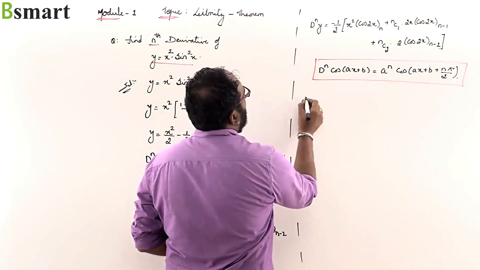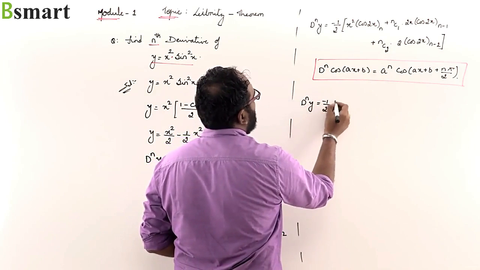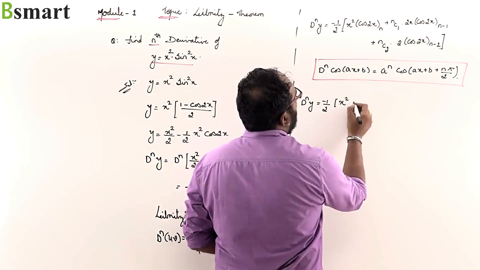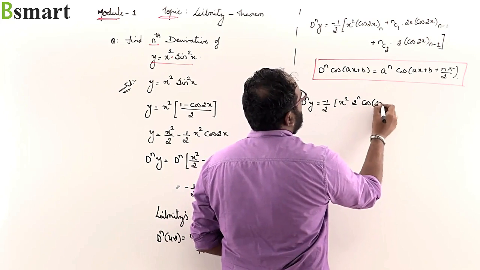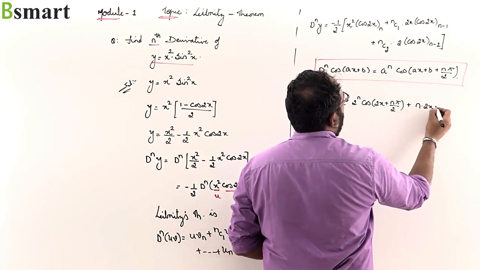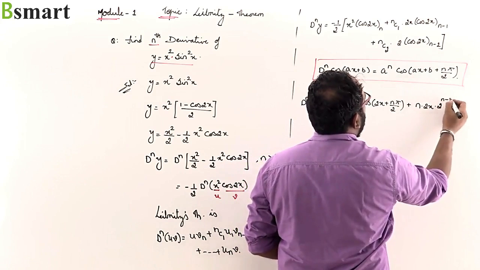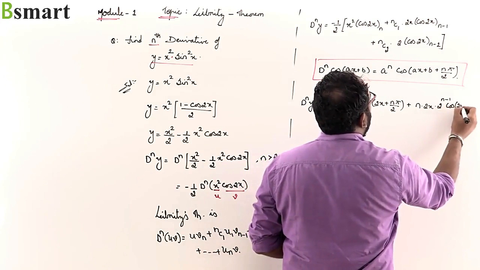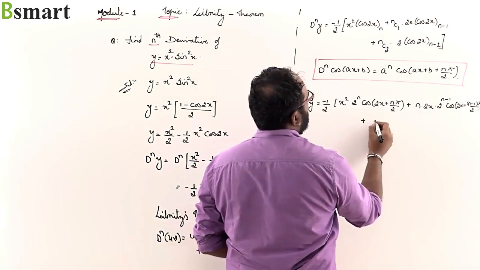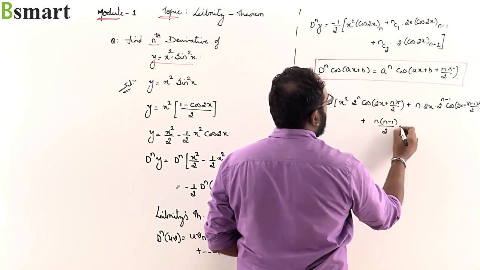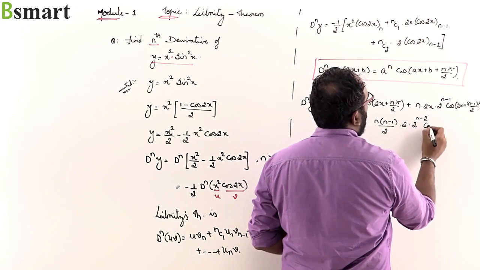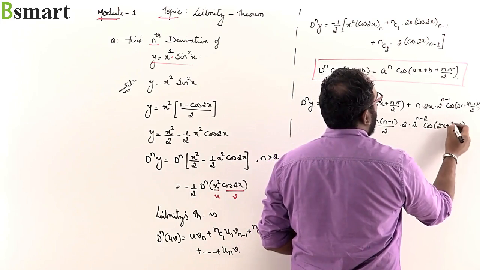So the value of dⁿy = −1/2 times [x² into the nth derivative of cos 2x, which is 2ⁿ cos(2x + nπ/2), again plus nC1, which is n, into 2x into the (n−1)th derivative, 2ⁿ⁻¹ cos(2x + (n−1)π/2), and again plus nC2, n(n−1)/2, into 2 into the (n−2)th derivative, 2ⁿ⁻² cos(2x + (n−2)π/2)].